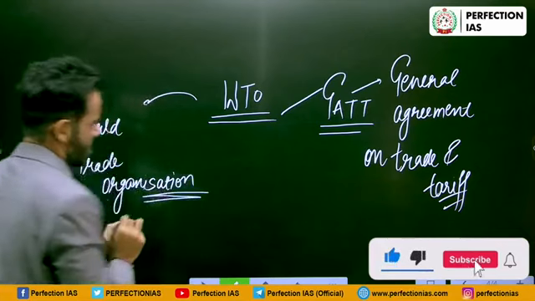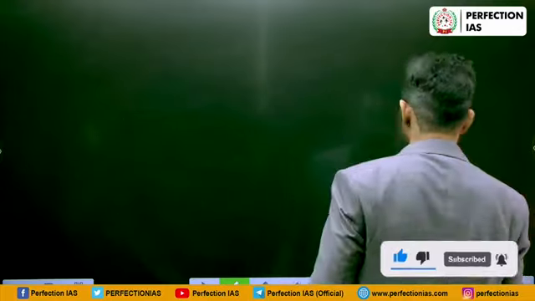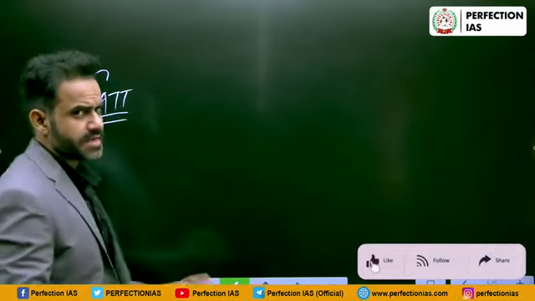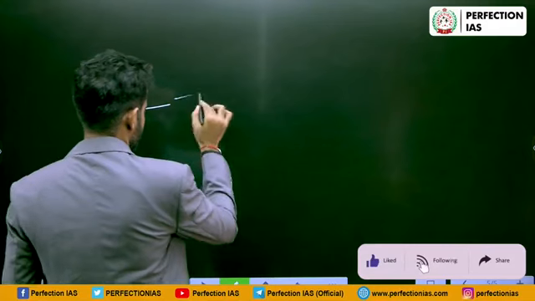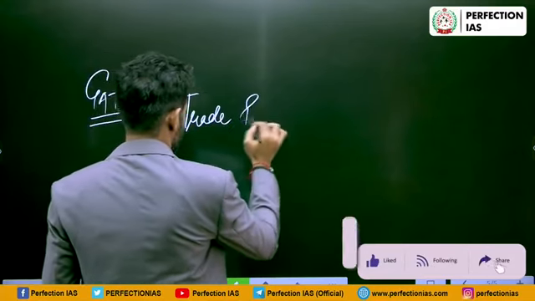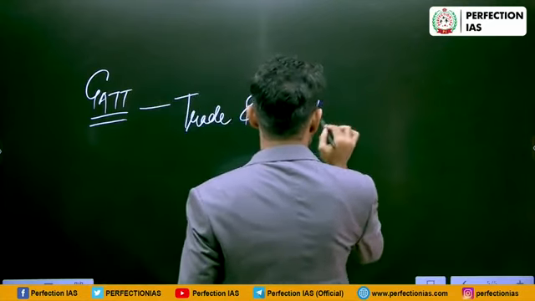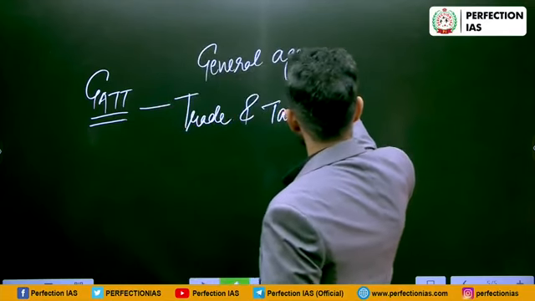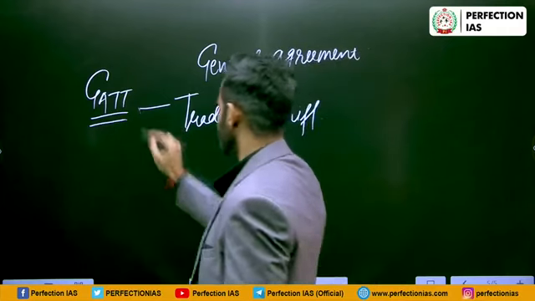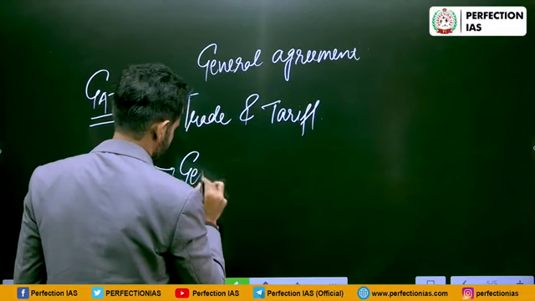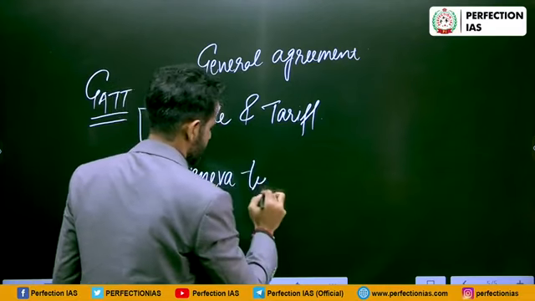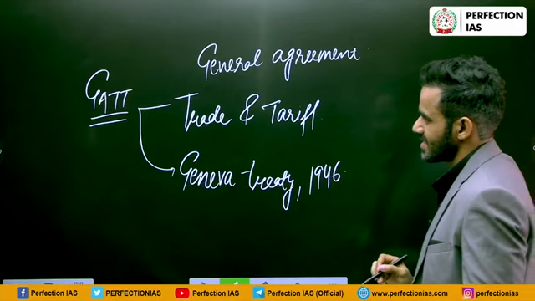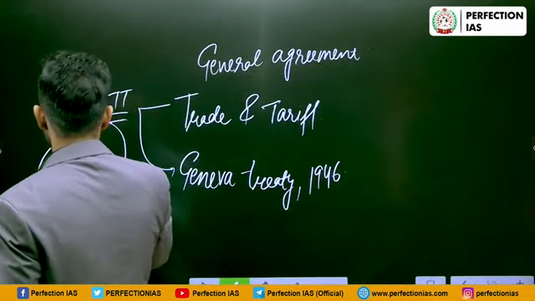Okay, first thing first, GATT. As we have discussed, GATT is General Agreement on Trade and Tariff. It is a general agreement. It was negotiated through the Geneva Treaty of 1946. Now, one thing that should be noted is that it was negotiated in the background of the Second World War.